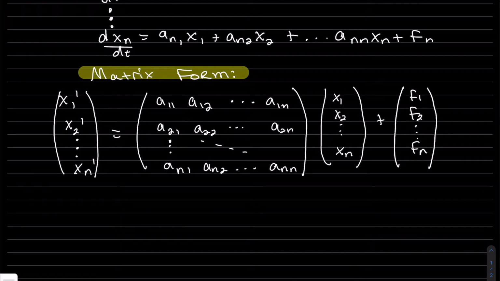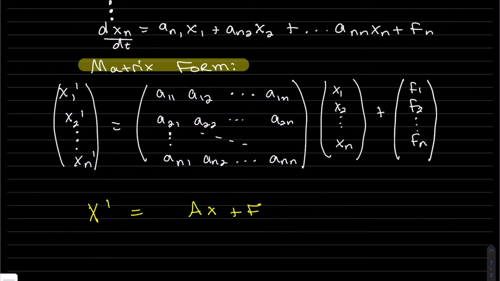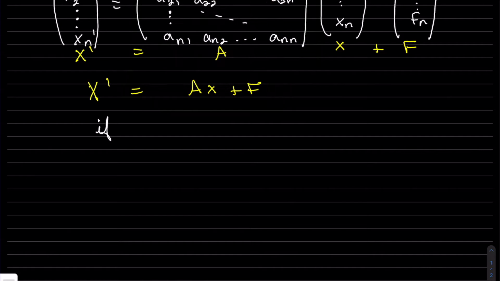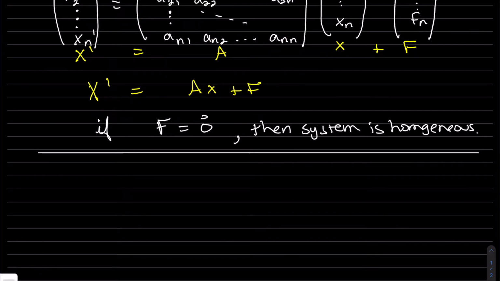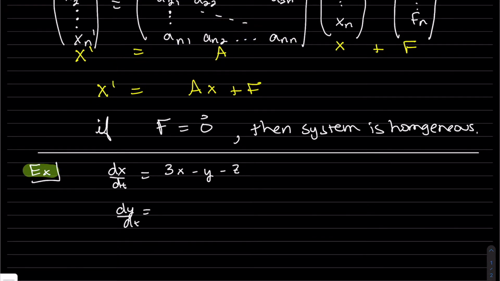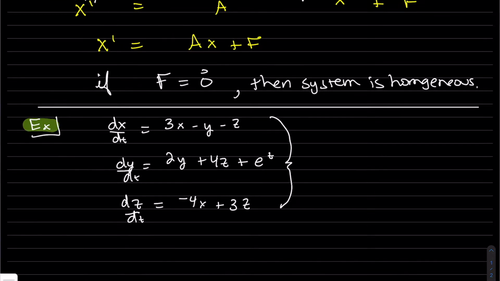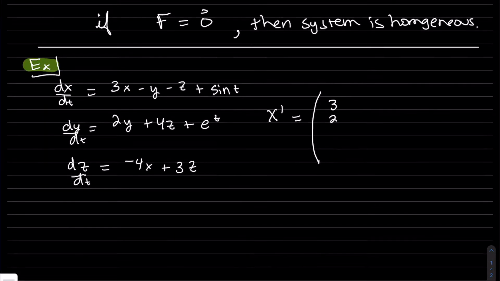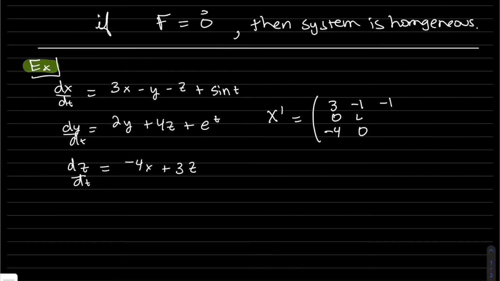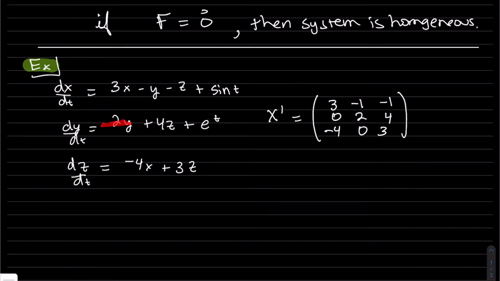Or a compact way of writing this, where you can see the parts. This is x prime, a column vector. This is A. This is x plus my f. We're missing the x here, so we give that a 0. We're missing the y here, so we give the middle one a 0, assuming it's x, y, z.